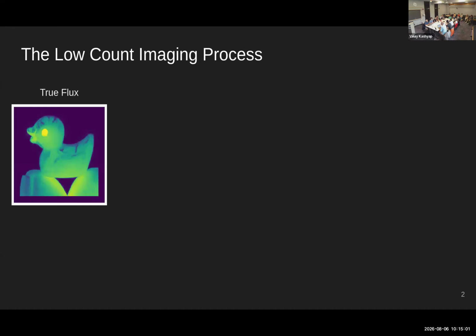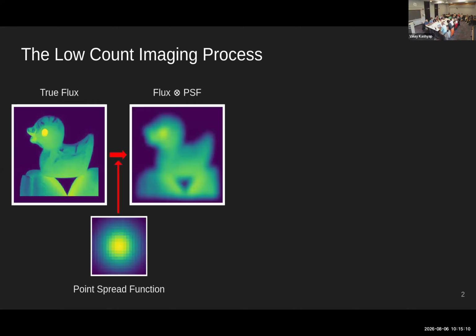First, a little bit of background on how the low counts imaging process goes, because we're working in X-rays, we have very few counts, and so you end up with a couple of different steps. You observe some flux on the sky. Maybe it looks like this, or a galaxy or something. And then you convolve it with your point spread function.